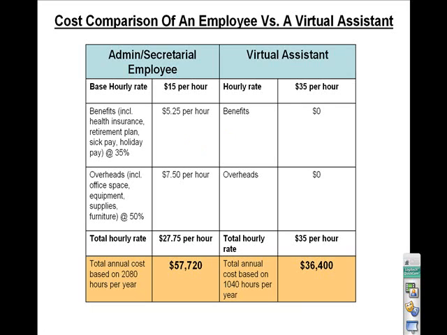$5.25 per hour. And then overheads, which include office space, equipment, office supplies and furniture, usually add up to another 50% of the base hourly rate, which adds another $7.50 per hour. So the actual total hourly rate is $27.75 per hour, and not the $15 per hour that you originally assumed just based on the basic hourly rate.